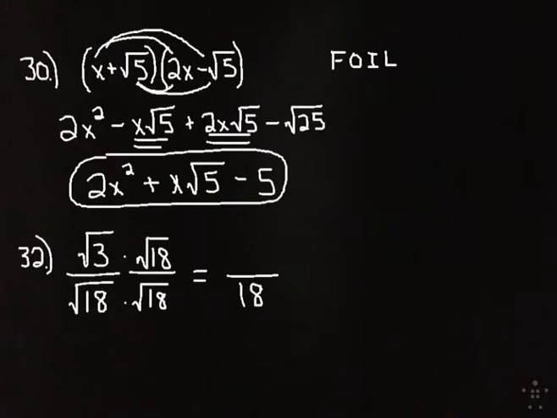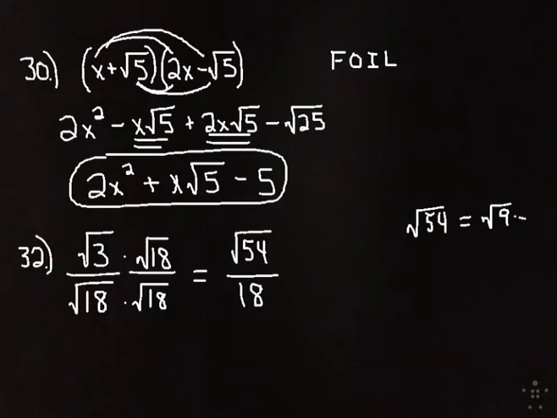Now, square root of 3 times the square root of 18, you can multiply since the index is the same. That's the square root of 54. Now, I don't know what the square root of 54 is, but I know that it has a perfect square that's a factor. What's a perfect square that's a factor of 54? Yes, 9 and 6. And the square root of 9 is 3. So it's 3 square root of 6 over 18.